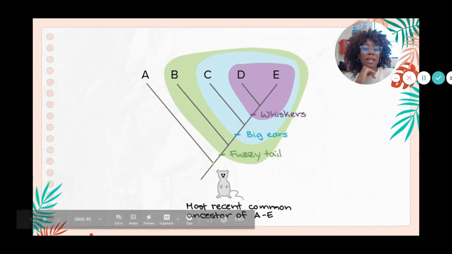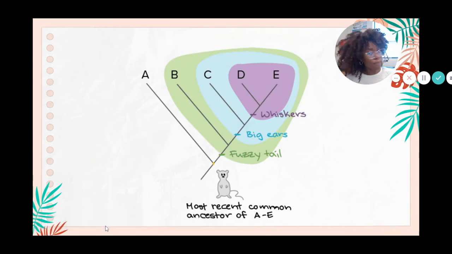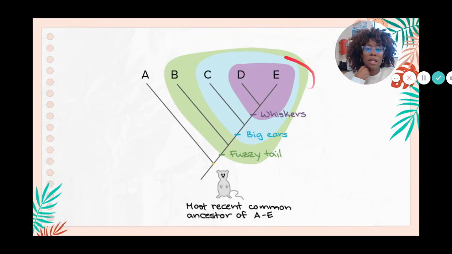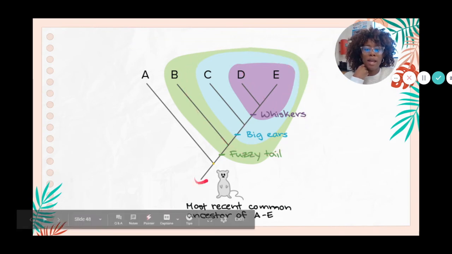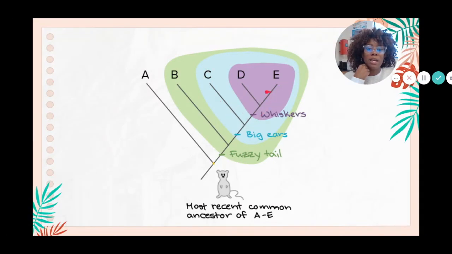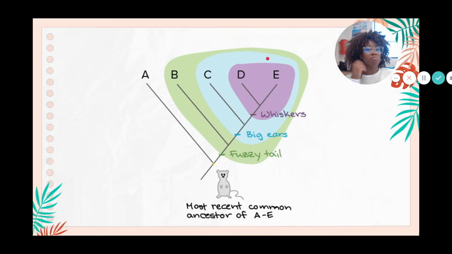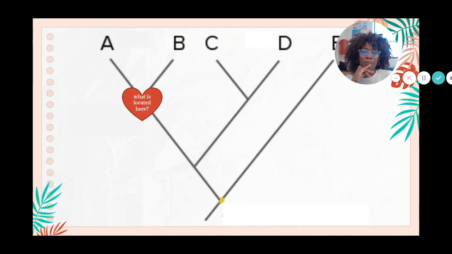Okay, another way of looking at this is like this. As you're passing along fuzzy tail, organisms B, C, D, and E all have a fuzzy tail. Okay, you pass along big ears. After that, you reach organisms C, D, and E, so they all have big ears. Once you pass whiskers, organisms D and E all have whiskers. It's another way of looking at it if you're more of a color-coded type person.